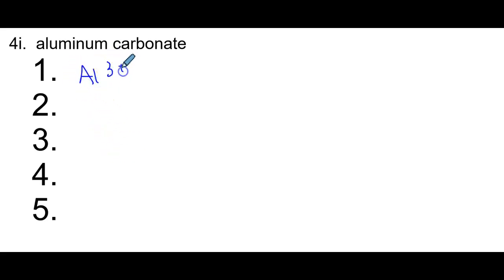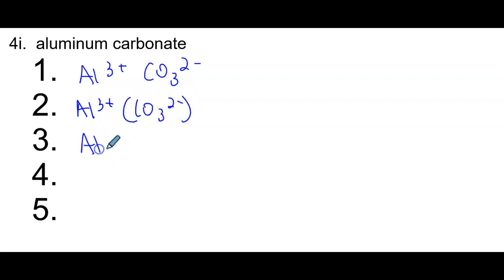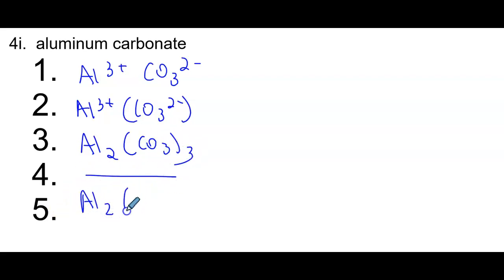Al is 3 plus, you're going to have to look on your ion sheet to know that. Carbonate is CO3 2 minus, nothing needs to be around Al. Need parentheses around carbonate, crisscross. Nothing to reduce. And you can either leave it as the answer below, or you can rewrite it. No 1s to get rid of, so kind of redundant on that step, but that's okay.